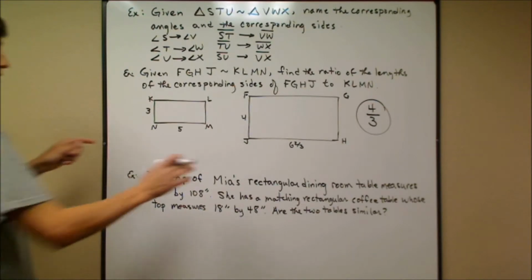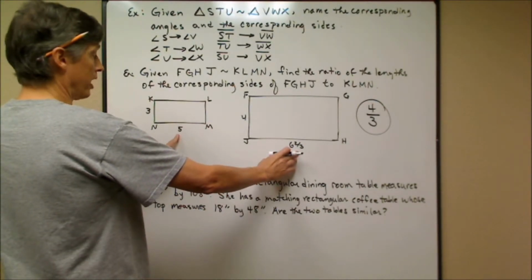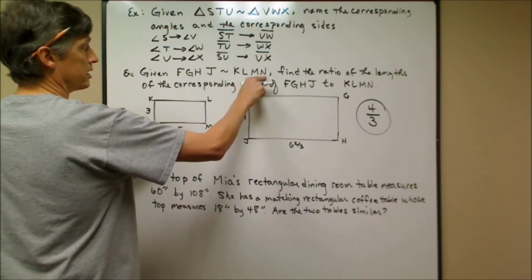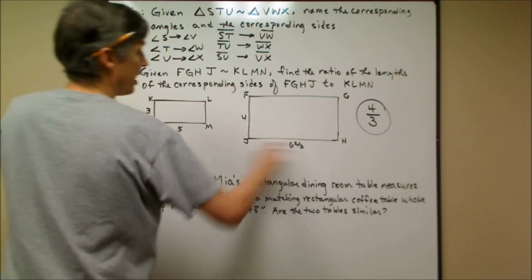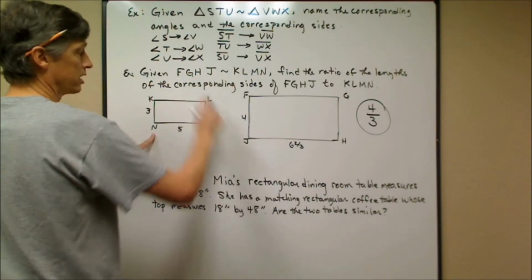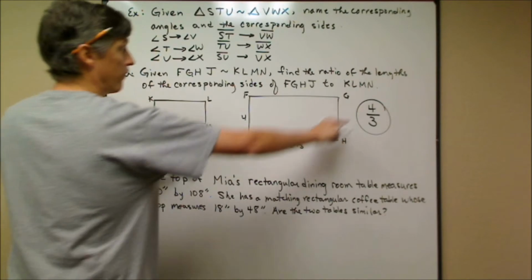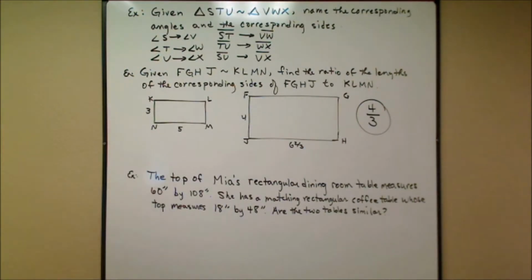Now, I could have done the same thing using these two sides because NM, that's the last, and then that's the next to last, and JH, last, next to last. And if you write the ratio of this one over this one, it would simplify down to 4 to 3.